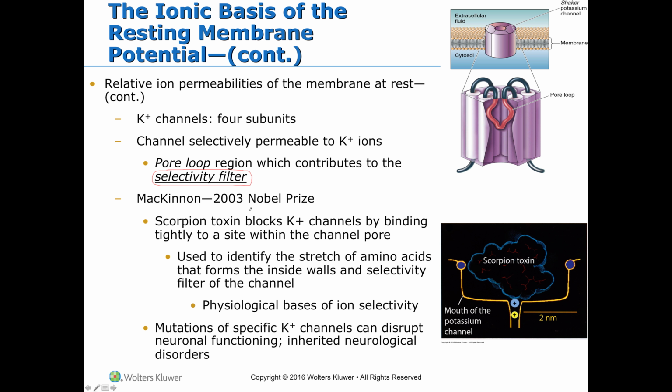Now, MacKinnon in 2003 received a Nobel Prize for work on potassium channels. He saw that scorpion toxin blocks the potassium channel by binding tightly to a site found within the actual pore. This was used to identify the stretch of amino acids that helps to form the inside walls and the selectivity filter of the channel. This provides a physiological basis of ion selectivity. Now, mutations in specific potassium channels can disrupt neuronal functioning, and we see this in inherited neurological disorders, or channelopathies.